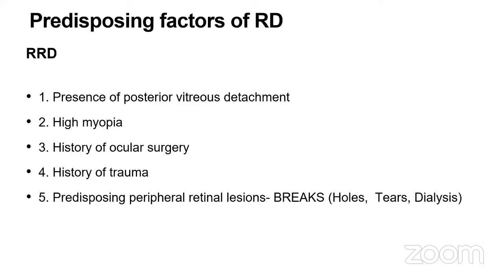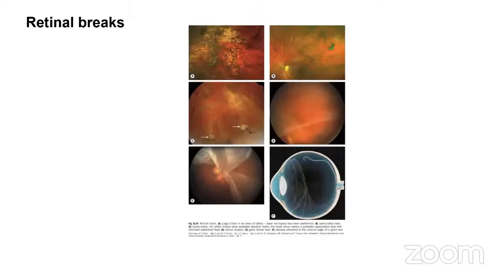Then coming to predisposing factors of RD, that is presence of posterior vitreous detachment, high myopia, history of ocular surgery, history of trauma, and predisposing retinal lesions. So whether it is like breaks, holes, tears, and dialysis. So these are the images showing retinal breaks.